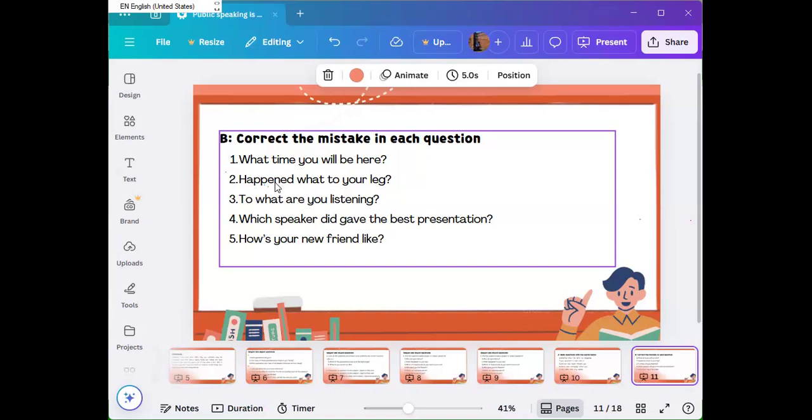All right. So here number 3 is... number 5 is: What's your new friend like? Yes, what's your new friend like? "What's your new friend like" is to ask for the description of a person.